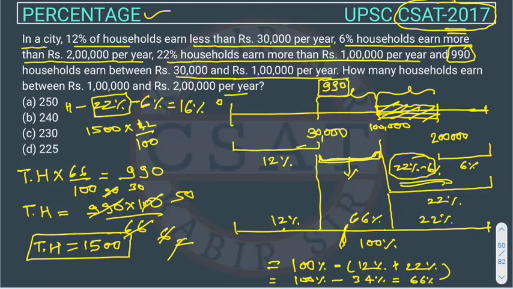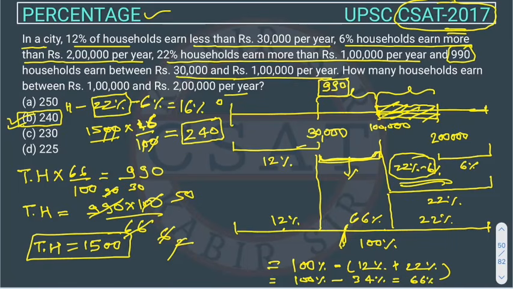So if we calculate the 16% of 1500, that will be our answer, right? So this 0 will cancel this 0, right? So it will come out 240. So the answer will be 240, means option B, right? So I hope you all get it.